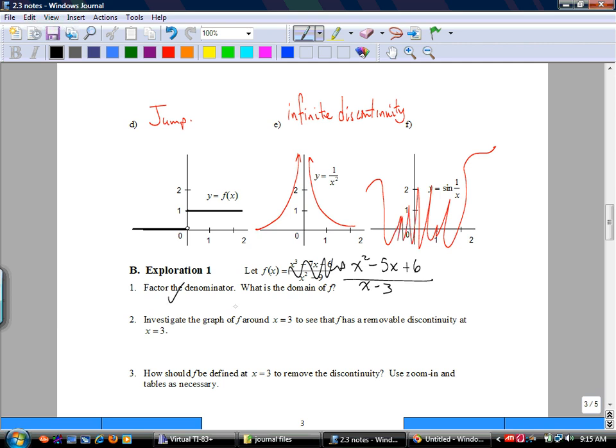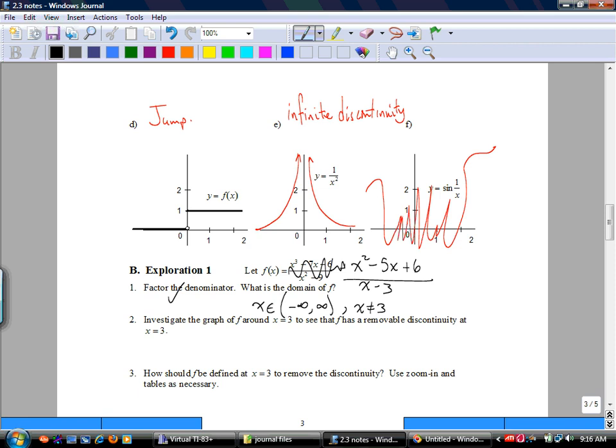What is the domain of the function? You can tell me that. x is all real numbers. Sorry, we're going to write it in calculus notation now. x is in the interval negative infinity to positive infinity. x cannot equal 3. x is an element of.